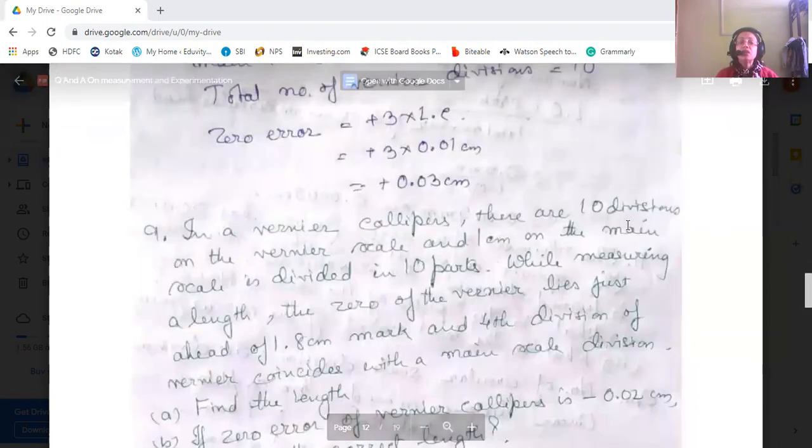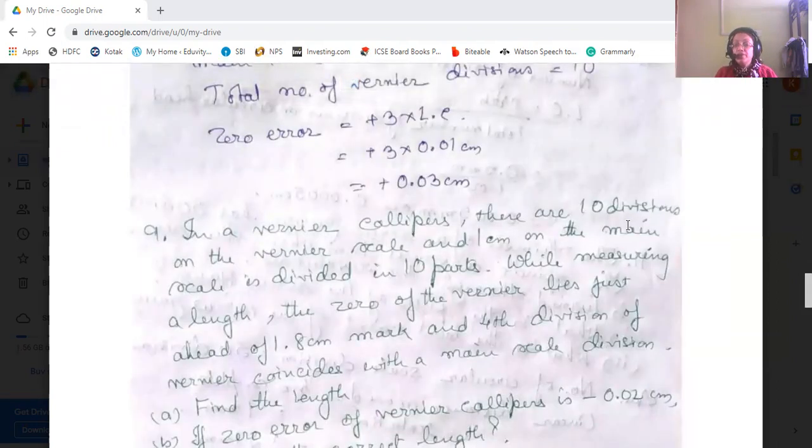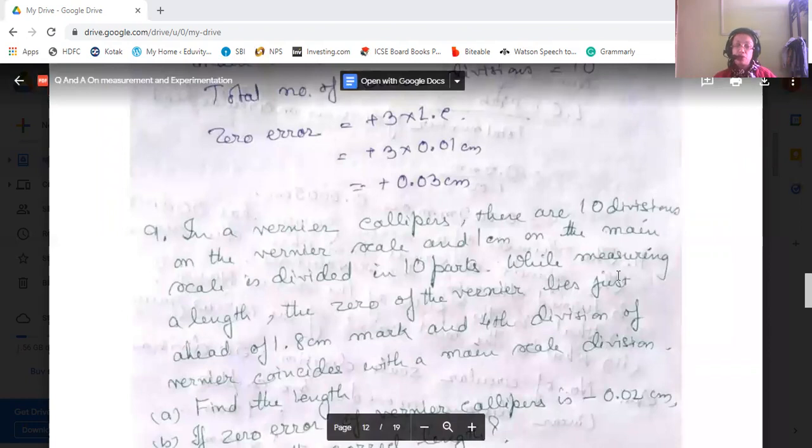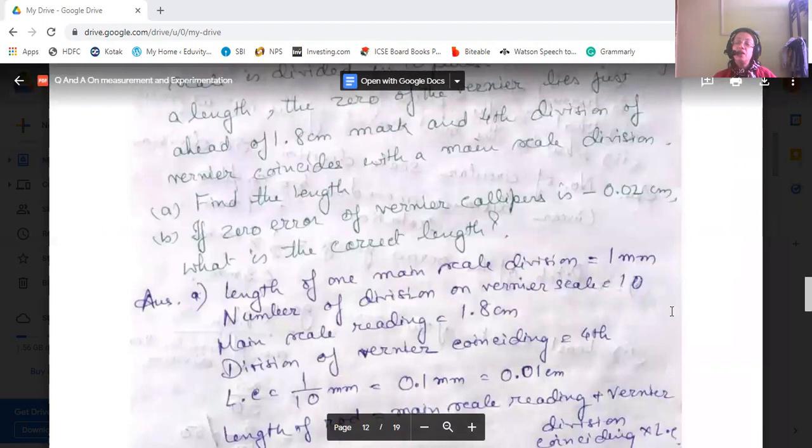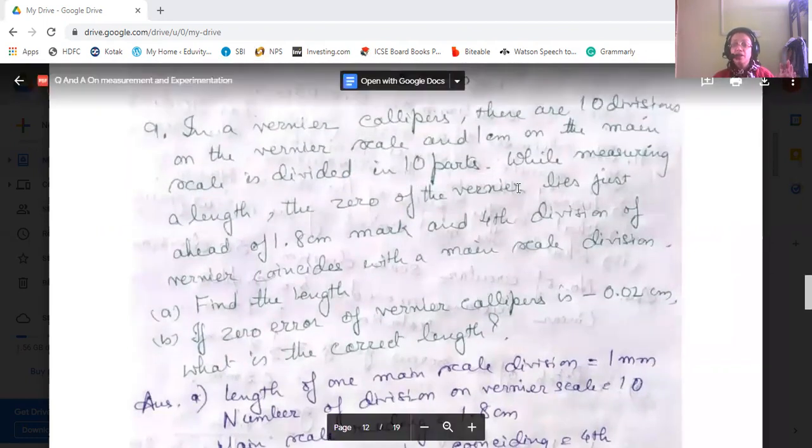Next. In a vernier calipers, there are 10 divisions of the vernier scale, and 1 centimeter on the main scale is divided into 10 parts. While measuring a length, the zero of the vernier lies ahead of the 1.8 centimeter mark, and the fourth division of the vernier is coinciding with a main scale division. Find the length, and if the zero error of the vernier caliper is 0.02 centimeter, what is its correct length?